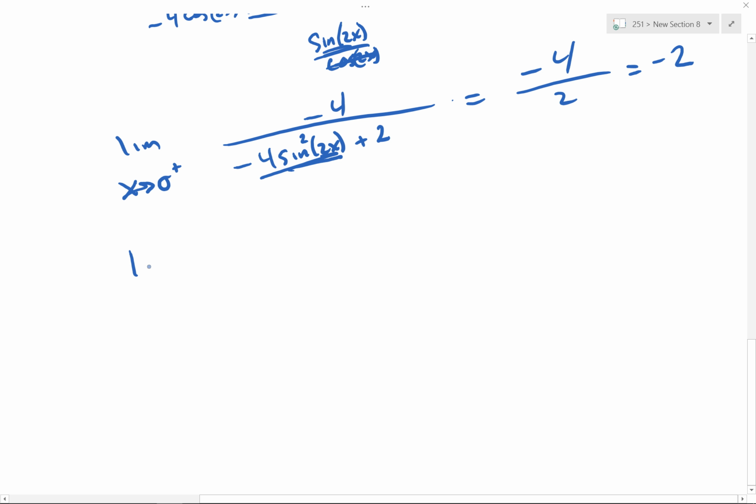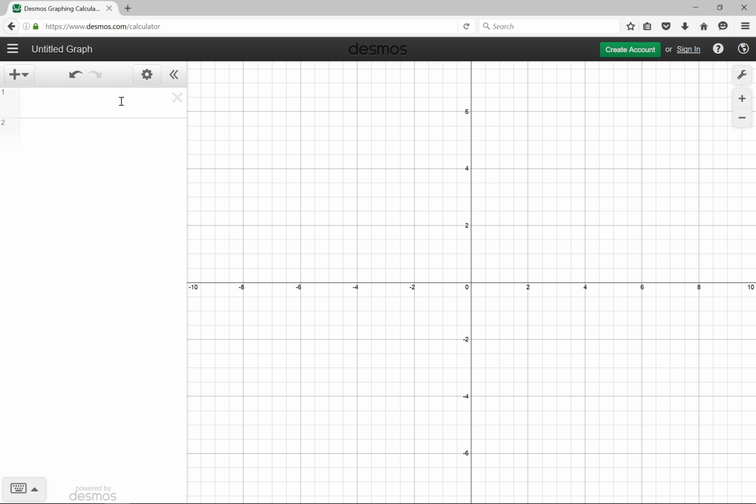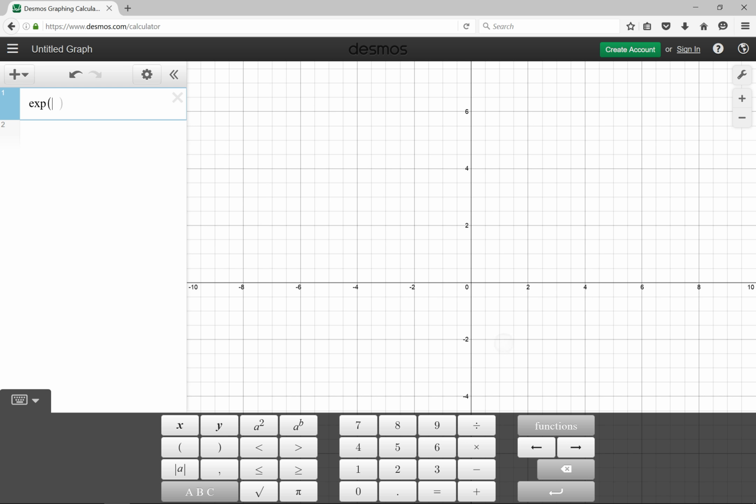Now remember what we just found. We found the limit as x approaches 0 from the right of the ln of y is equal to negative 2. Well, that's great, but what is y? So if you take y is equal to e to the negative 2, which I don't have a number for, but I'll go find one. So 0.133. Interestingly enough, if you graph that, that'll be pretty cool in a minute.